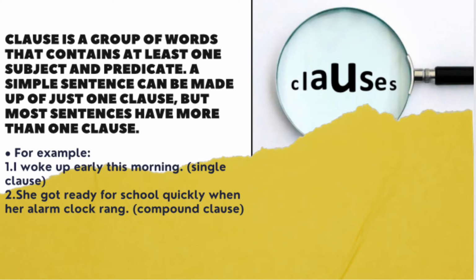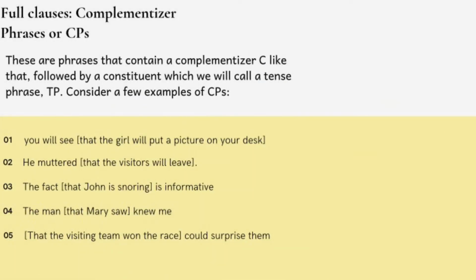compound clause. We begin with a category we call complementizer phrases, or CP. These are phrases that contain a complementizer C, like the word that, followed by a constituent which we can call a tense phrase, or TP. For the moment, the name CP is meant to evoke some connection with the complementizer. But we have not seen why this is a good name. Consider a few examples of CPs.